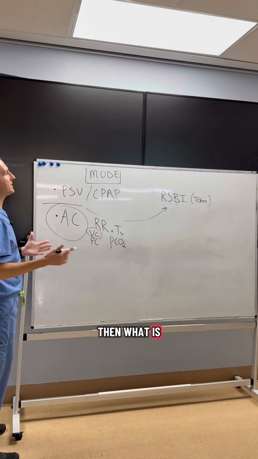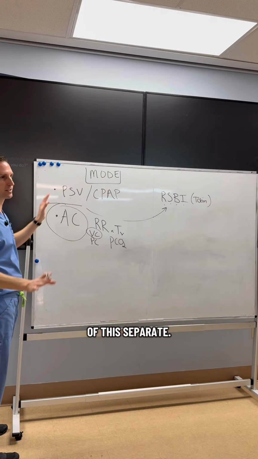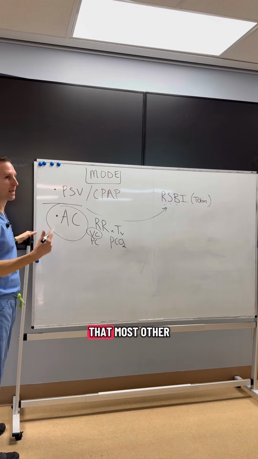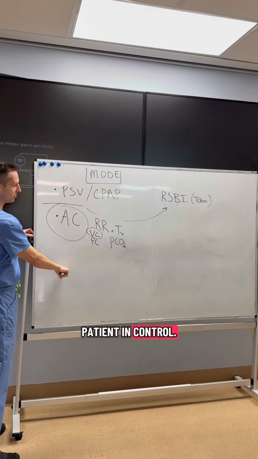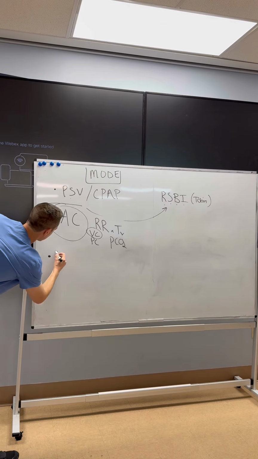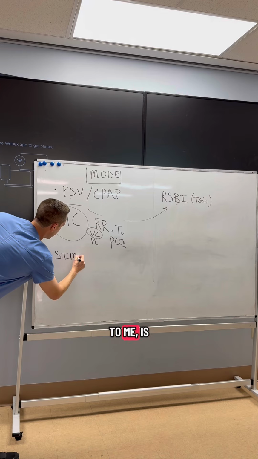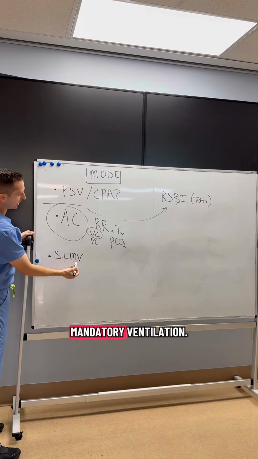So then what is the in-between world? And that really, to me, is the easiest way to just keep all of this separate. What's in between that most other patients are on? So full control, patient in control. I feel like it's called SIMV. Yeah, SIMV. So that's the other one that to me is the in-between world. So synchronized intermittent mandatory ventilation.